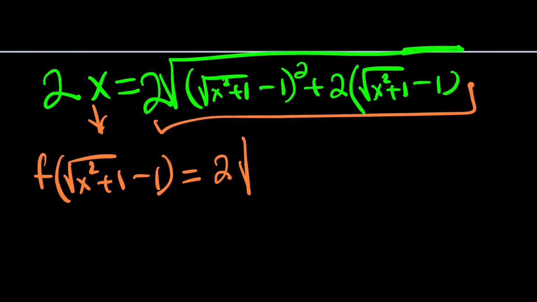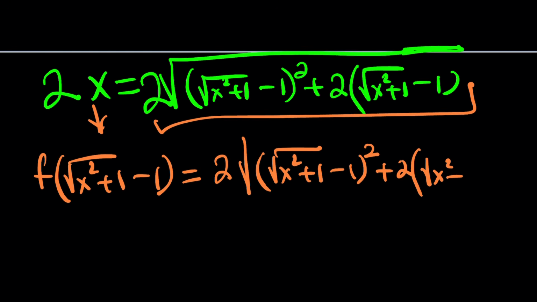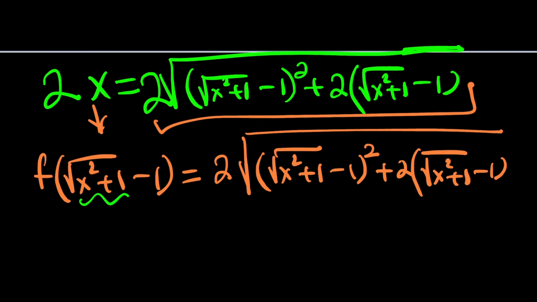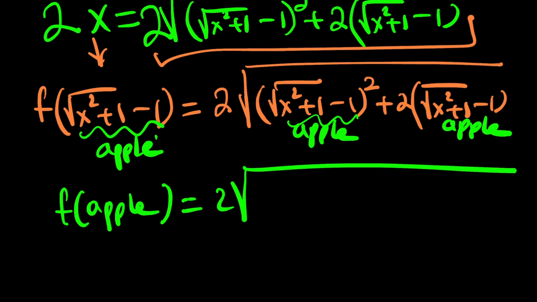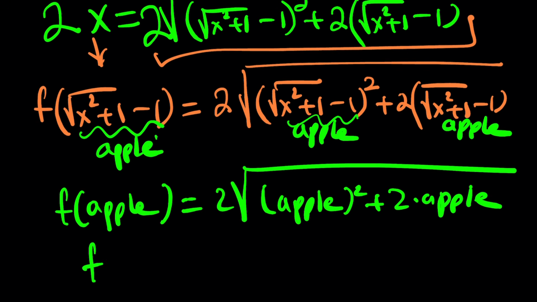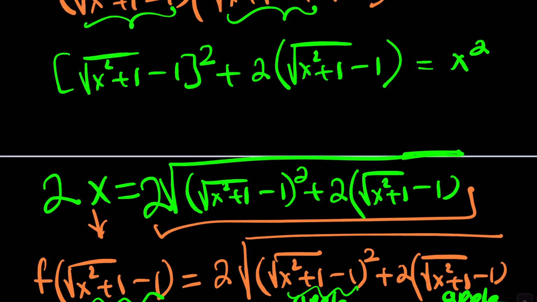It's going to equal 2 times the square root of x squared plus 1 minus 1 squared plus 2 times the same thing. You get the idea? My goal is to use the conjugate and get the same thing in terms of the other one. Now, here's what we have. We have f of something equals 2 times the square root of something squared plus 2 times something. So if this is something, we can call it apple. If this is apple, this is going to be apple, and this is going to be apple, okay? Now you have f of apple equals 2 times the square root of apple squared plus 2 times apple, whatever apple is, right? Now remember, our goal was to get an expression for f of x, replace apple with x. You're going to get 2 times the square root of x squared plus 2x as before.